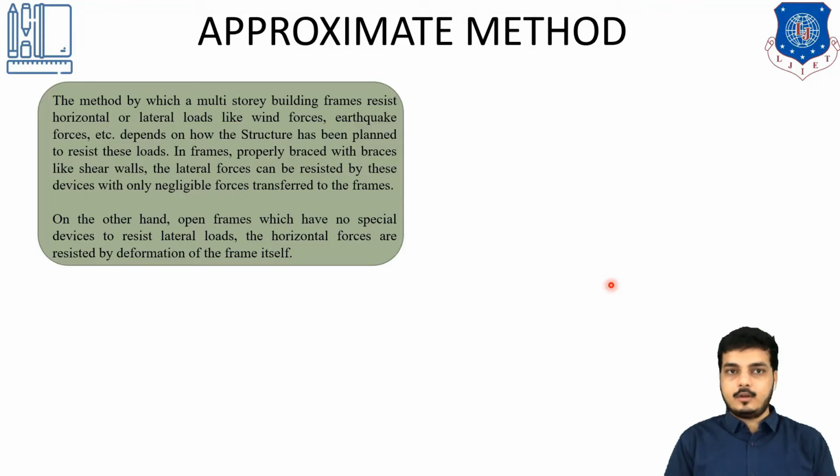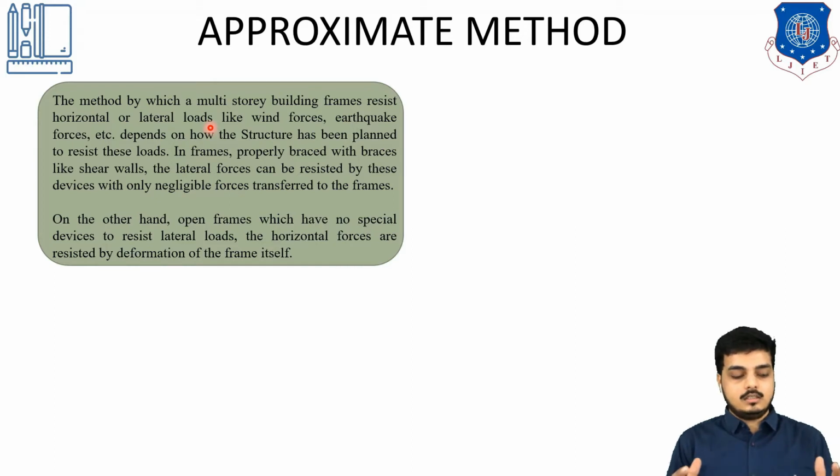We are taking the approximate method, and there are various types of approximate method. I will be covering them in upcoming slides. Now, what are approximate methods and how are they useful? An approximate method is a method by which a multi-story building frame resists horizontal or lateral loads like wind, earthquake, etc. So this is a method in which building frames resist the horizontal forces.